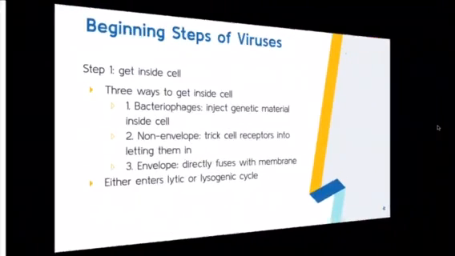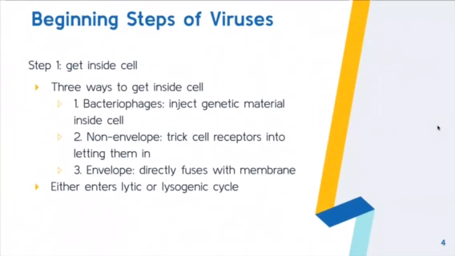Moving on, to begin with, how does a virus get into the cell? There are 3 ways a virus can enter the host cell. The first way is through bacterial phages, which inject their viral genome into the host cell. Viral genome is the virus's genetic material. It is diverse, meaning it could either be DNA or RNA, but not both. The second and third ways are for viruses with and without envelopes.